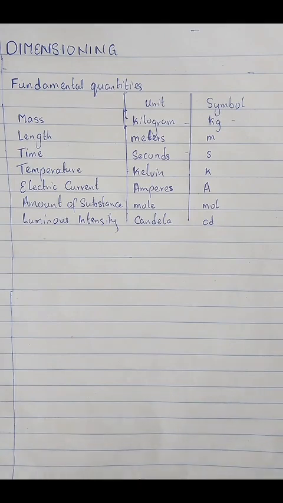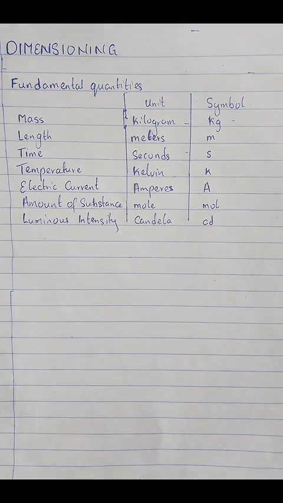For mass, we have kilogram, which is the unit, and the symbol is kg. For length, we have meters, and the symbol is m. For time, we have seconds, the symbol is s. For temperature, we have Kelvin, the symbol is K. For electric current, we have amperes, the symbol is capital A. For amount of substance, we have mole, the symbol is mol. And for luminous intensity, we have candela, and the symbol is cd. So these are the fundamental quantities we have.